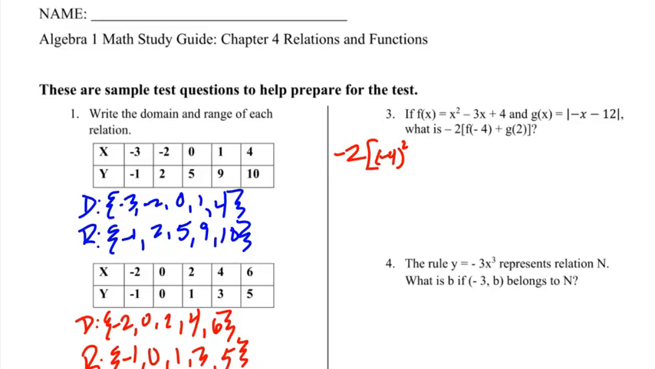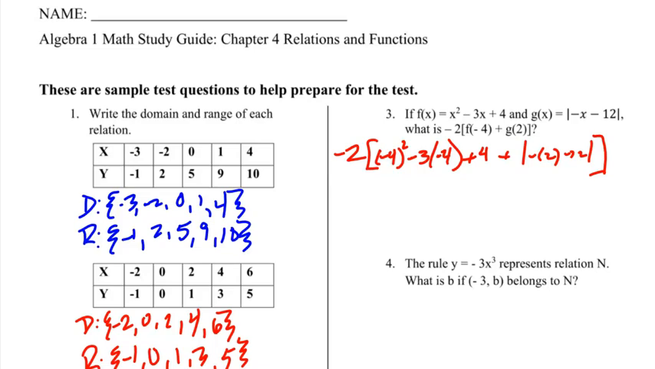squared minus 3 times negative 4 plus 4. And then to that one, I'm going to be adding, putting 2 in for g of x. So this would be the absolute value of negative, and then parentheses 2 minus 12, end bracket. So let's simplify this one.